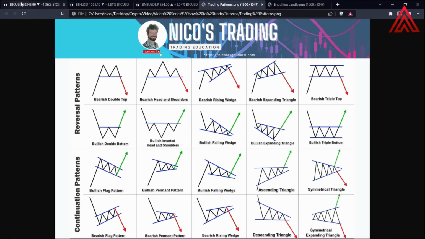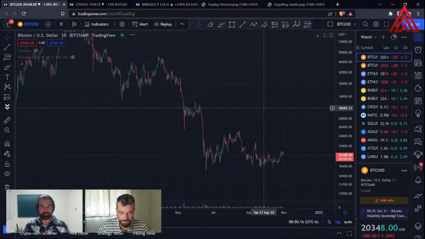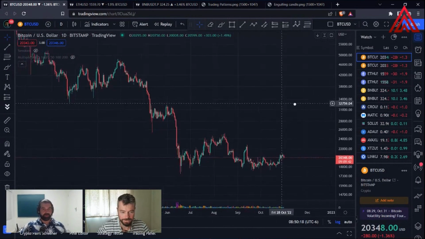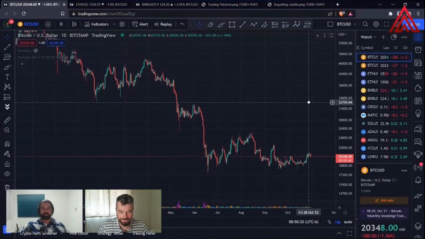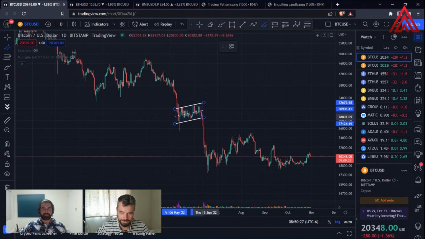So let's have a look. For example, we recognize those flag patterns. Let's have a look at Bitcoin. Are you with me on Bitcoin now? Okay, so here there is one that's very obvious. I'm going to show it here. We've got one around there.